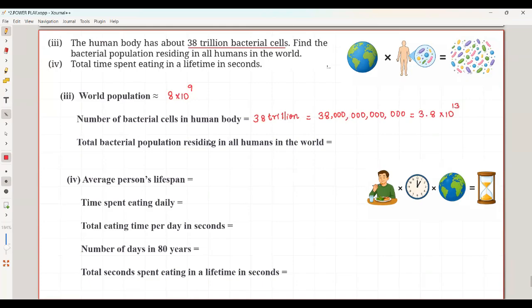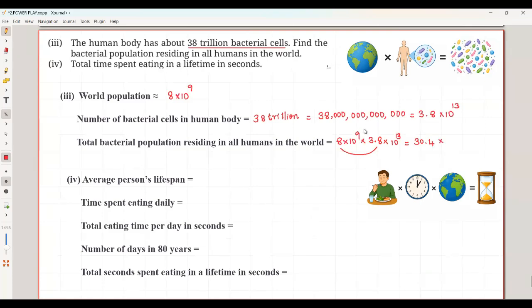Now the total bacterial population residing in all humans in the world, that means you have to just multiply it. Just multiply 8 into 10 to the power 9 into 3.8 into 10 to the power 13. First you multiply the numbers. 8 into 3.8 is 30.4. Okay, correct.